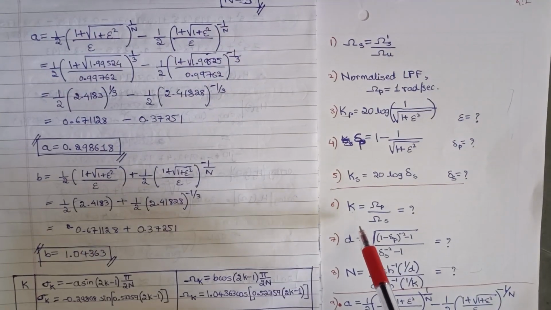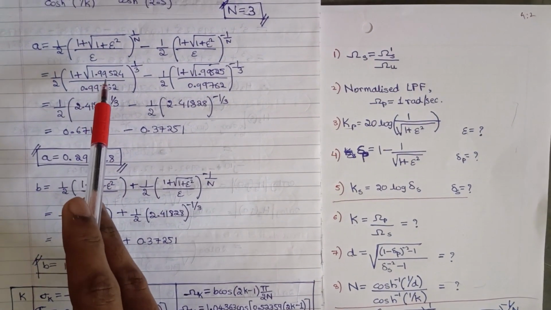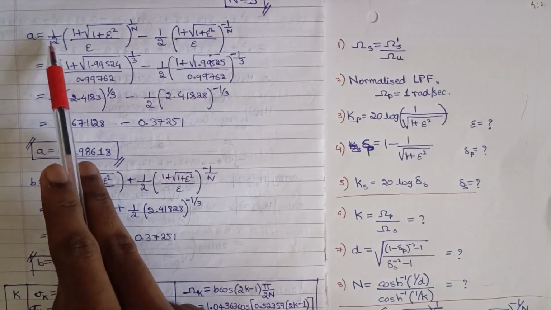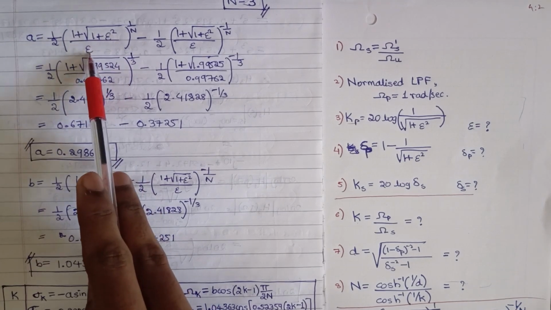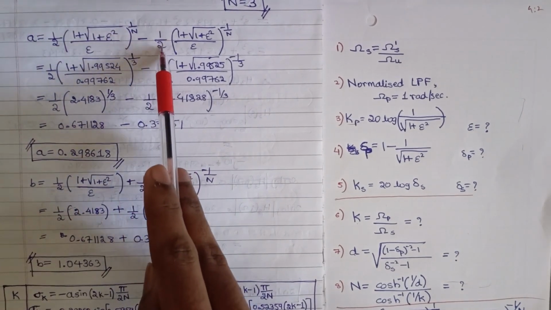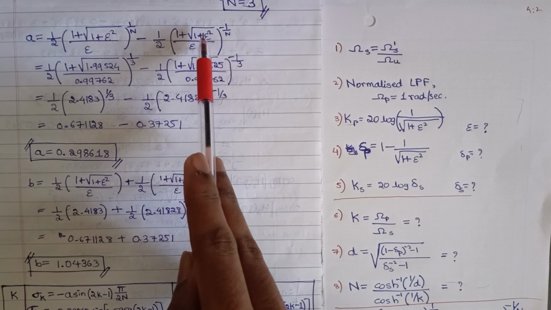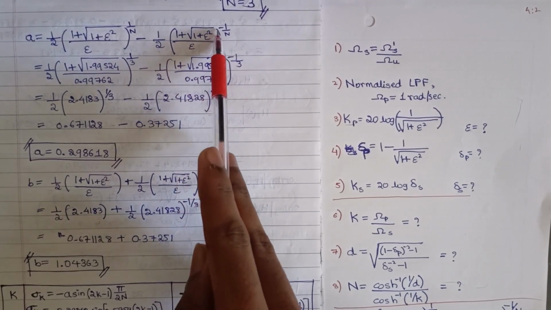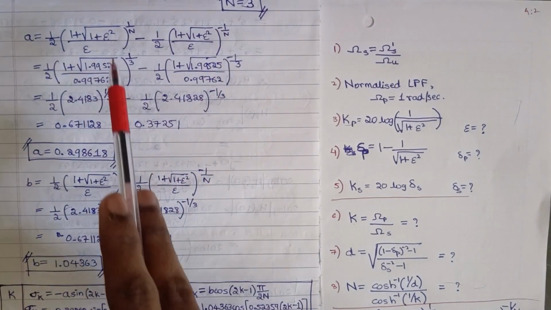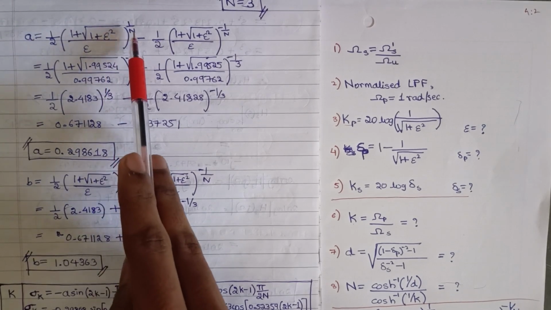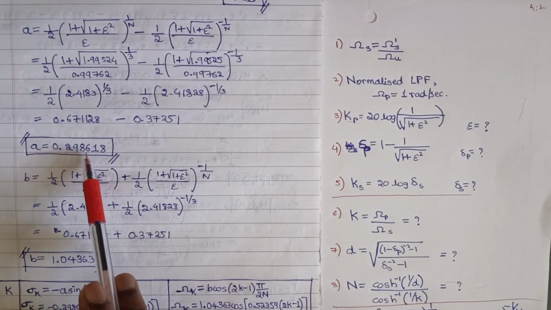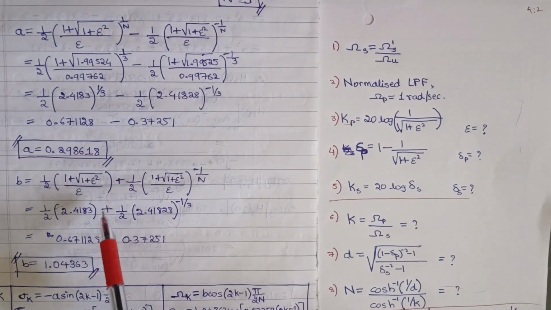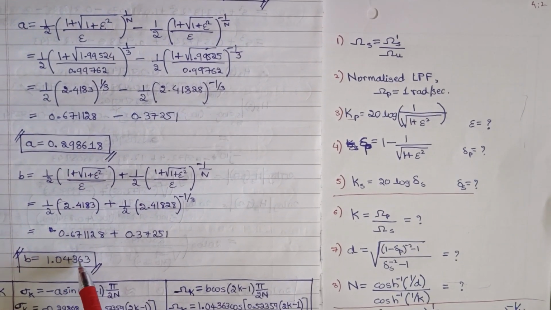After finding the values of K, D and N, we have to substitute these values to find A and B. A is equal to 1 by 2 into (1 plus under root 1 plus epsilon square divided by epsilon) whole power 1 by n minus 1 by 2 into (1 plus under root 1 plus epsilon square divided by epsilon) whole power minus 1 by n. Substituting the values of epsilon and n in this formula, we get the value of A as 0.298618 and similarly B is equal to 1.04363.